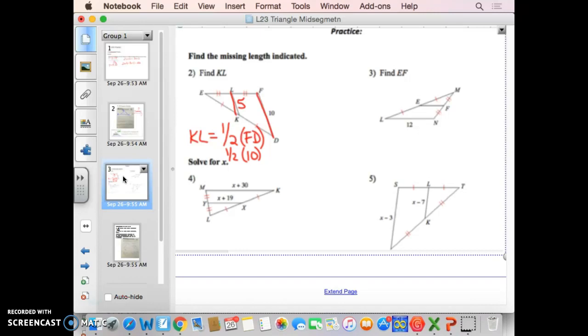Okay. These are pretty simple. So let's look here. We know it's marked up correctly. It's marked up to show that we have the mid-segment of a triangle.